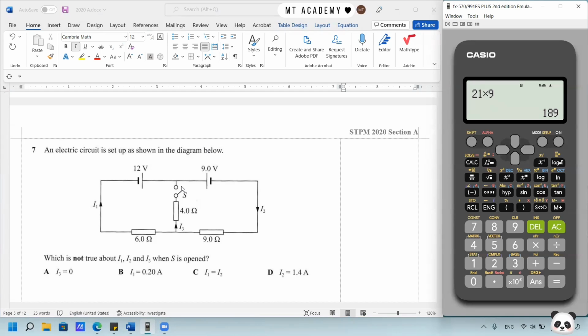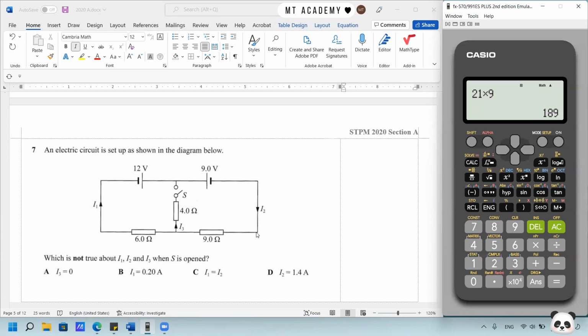So when S is open, this is an open circuit, so the current only flows through the outer path. So we can expect that I3 will be equal to 0. So answer A is correct. And answer C is also correct, because I1 and I2 are the same, because they are now in a series circuit.